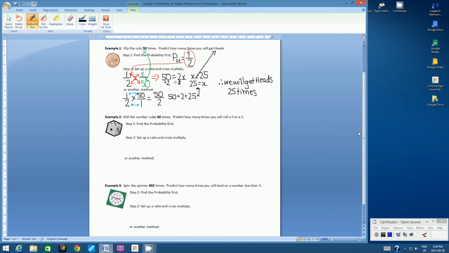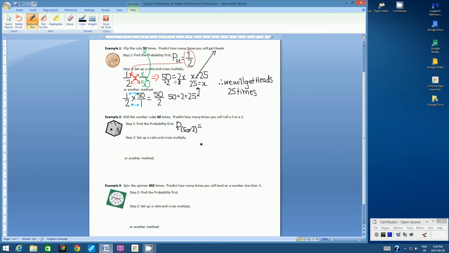This time, not flipping a coin, we're rolling the number cube. Number cube has 6 sides, okay? And we're going to roll it 60 times. Predict how many times you will roll a 5 or a 2. Step 1, find the probability first. So we've had this question before. We've done this question before. 5 or 2.